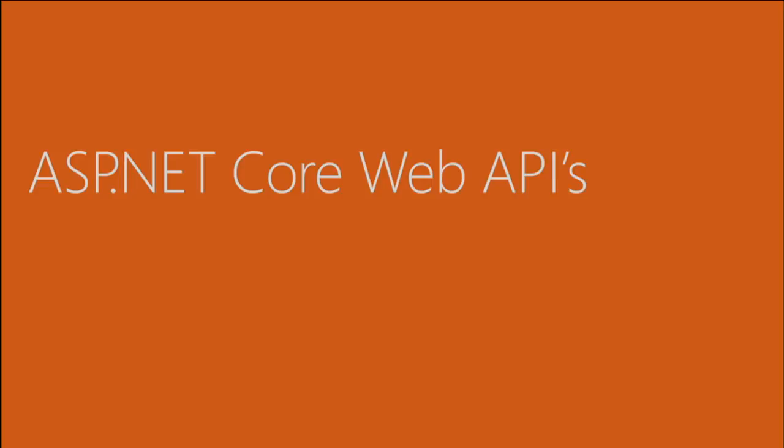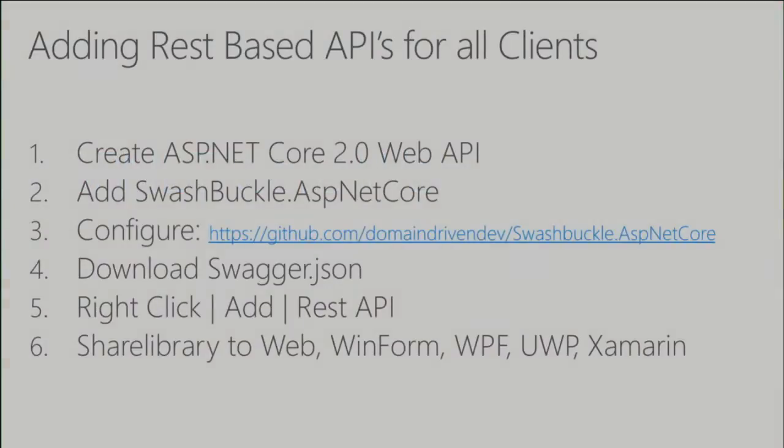So it makes it easy to build an API and then share that as a library so you can call it from any of the stacks that we have at Microsoft in your system. So here are the basic steps. You're going to create a Core API. You're going to add this cool package called Swashbuckle.